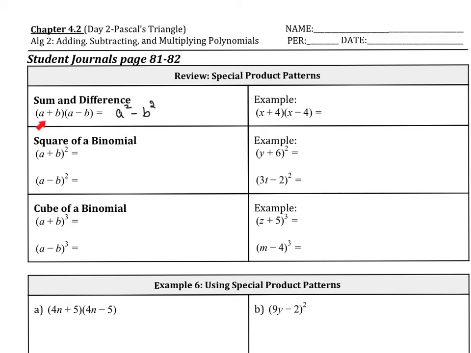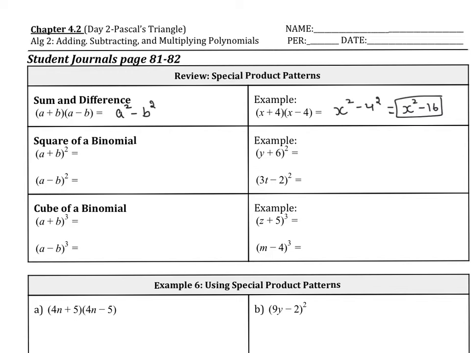Similarly, if we apply this formula in this example, we are going to see that a is x, so a means x, and then b is 4. If the formula is a squared minus b squared, then this should be x squared minus 4 squared. So the two factors are given, x plus 4 times x minus 4, and the standard form is going to be x squared minus 4 squared, and it can be written as x squared minus 16.